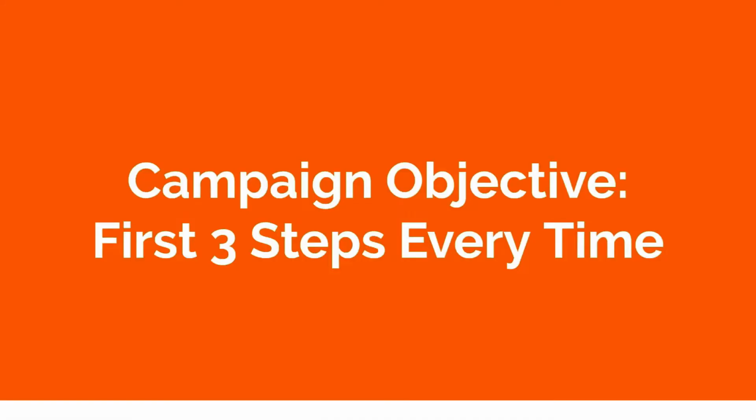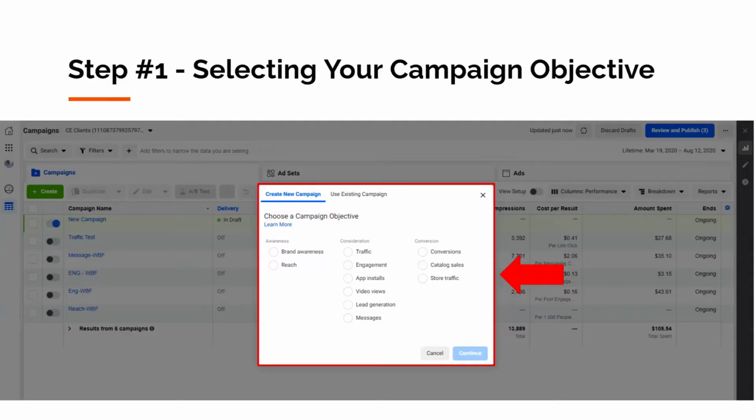Campaign objective: first 3 steps every time. After clicking that green Create button on the Ads Manager page, the first step will always be to select your campaign objective.